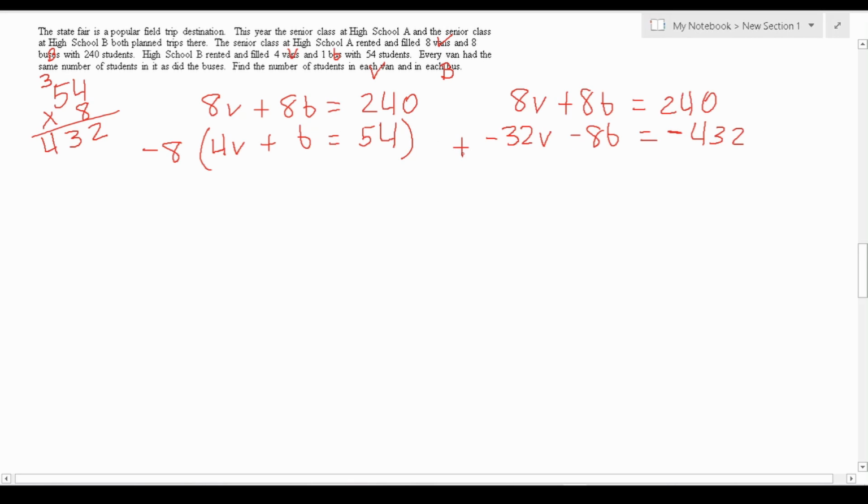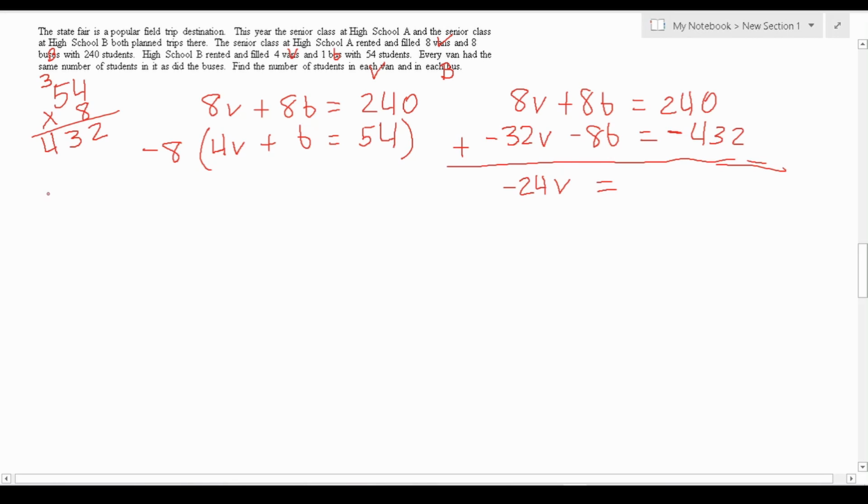Again, we're eliminating variable b by adding these two equations together. Negative 32v plus 8v is going to be negative 24v. 8b minus 8b is nothing. And that leaves us with 240 minus 432. We got to figure out what that is.